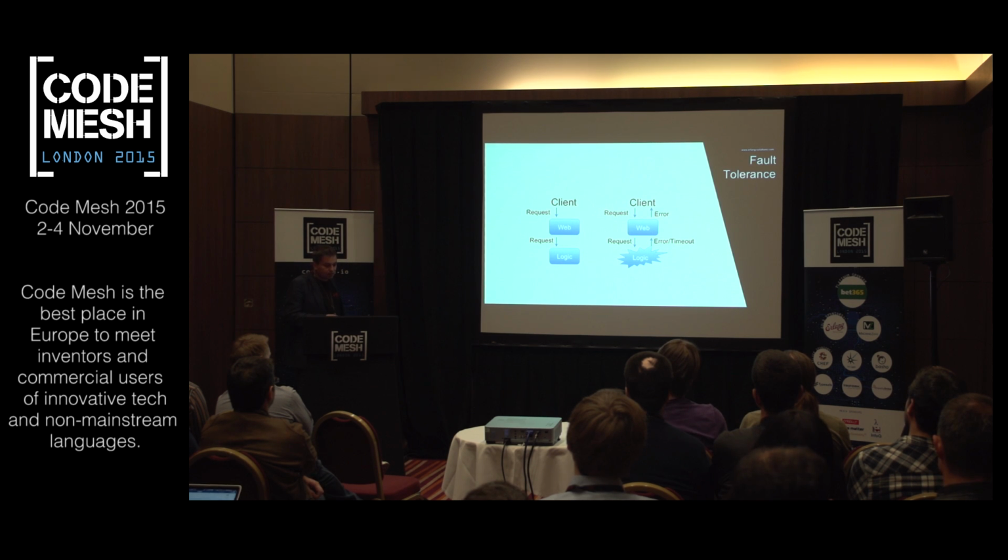And when you get back errors, a predictable action could mean you're going in and looking for other nodes, alternative nodes where you could execute your request. And I'm going to give you an example very soon about that.